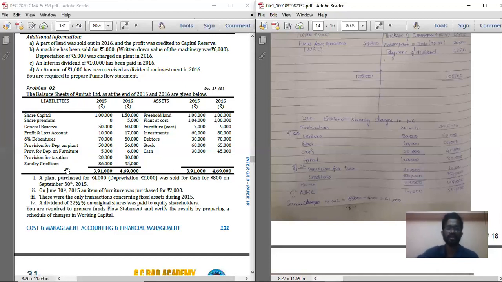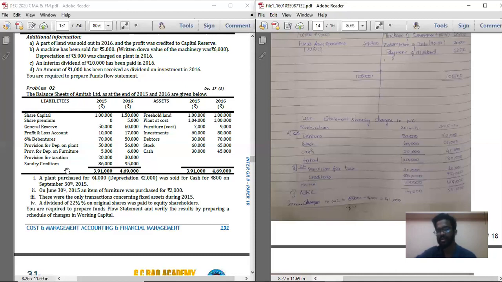Below that current liabilities, record provision for taxation. Sorry, in the 2014-15 column record 20,000 and in the 2015-16 column record 30,000. And in the sundry creditors row, the 14-15 column record 86,000 and the 15-16 column record 95,000. So now total the current liabilities column.